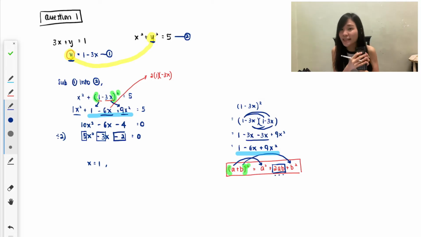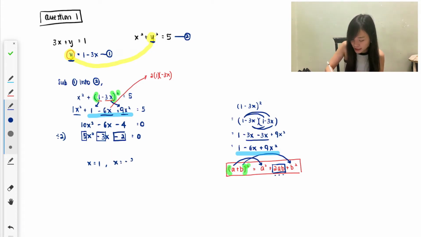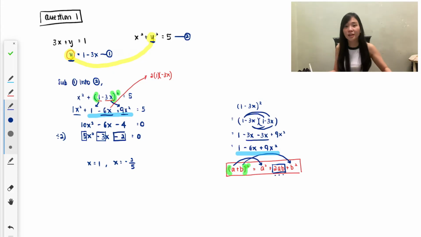So the second one is negative 0.4. You will never write decimal, you always write fraction. So press the ABC button beside the square root, and you will get the second answer, negative 2 over 5. Please don't stop there. Remember, write back the working.